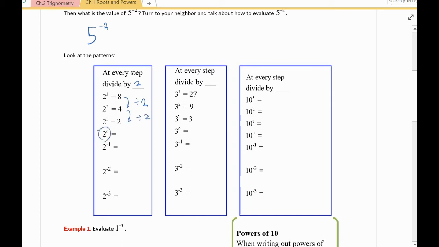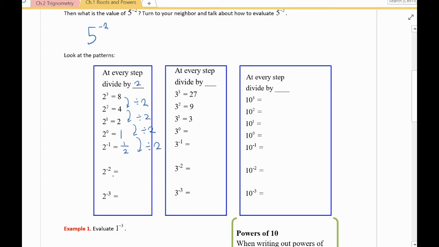And what is 2 to the power of 0? That is 1. So everyone remember this. Something to the power of 0 is always 1. Okay, so 2 to the power of 0 is 1. So 2 divided by 2 is 1. And what's 2 to the power of negative 1? You divide the number by 2 again, and it becomes 1 over 2 in fraction, or 0.5.